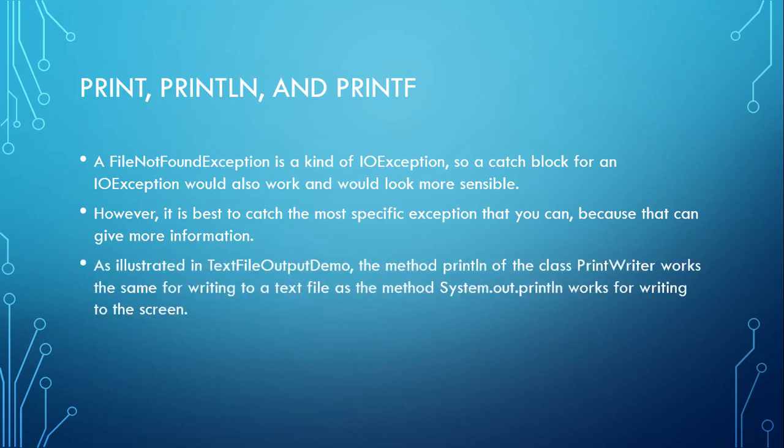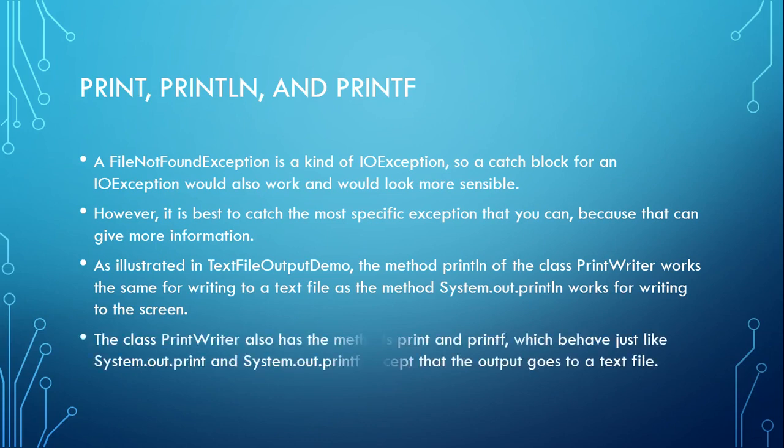All right, as illustrated in our text file output demo, the method println of the class PrintWriter works the same for writing to a text file as the method System.out.println would work for writing to the screen. When we write it out to the console, it's pretty much doing the same thing, except instead of doing System.out.println, we're using the output stream. Now the class PrintWriter also has the methods print and printf, which behave just like System.out.print and System.out.printf, except that the output, again, instead of going to the console or to the screen, is going to a text file.